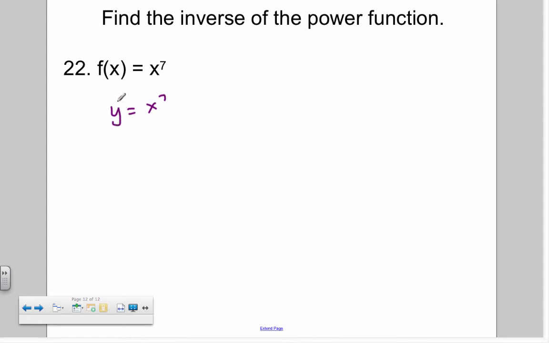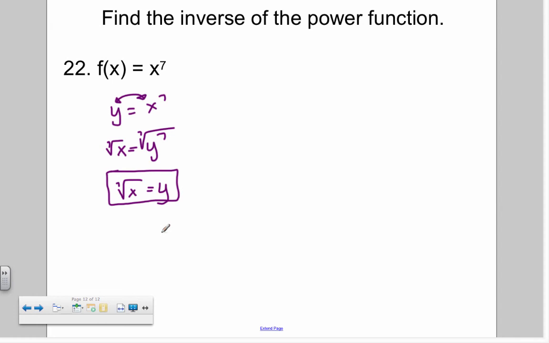Now that I do that, I can switch the spots of x and y in order to find my inverse. So this becomes x equals y to the 7th power. And now I'm going to solve for y in order to get my inverse. Well, to undo the 7th power, I have to do the 7th root. When I do that, I'm going to have the 7th root of x equals y. So this is my inverse function.